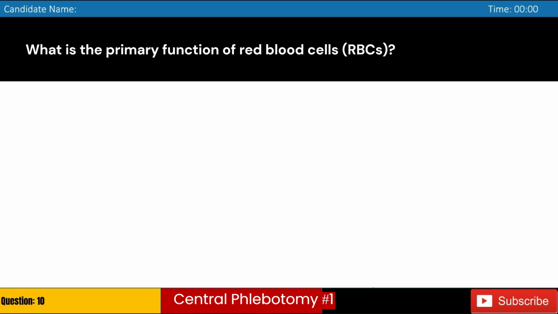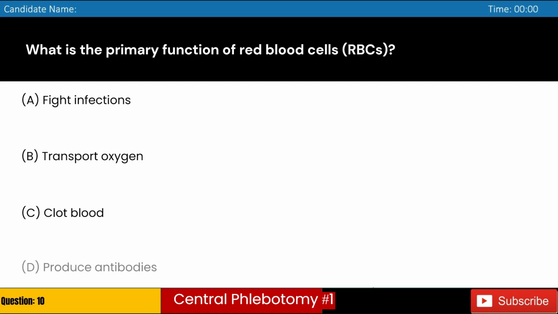What is the primary function of red blood cells, RBCs? A. Fight infections. B. Transport oxygen. C. Clot blood. D. Produce antibodies. Answer: B. The primary function of red blood cells is to transport oxygen from the lungs to the body's tissues.